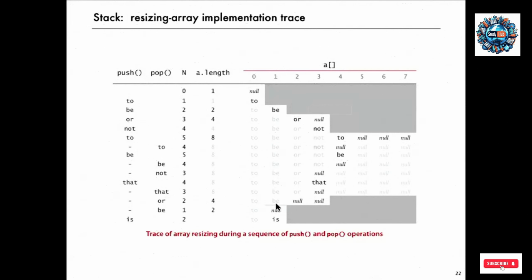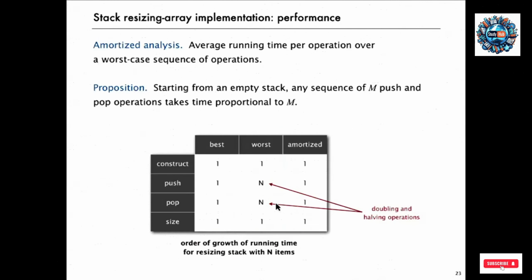API with an array where the client does not have to provide this maximum capacity of the stack, but still we're guaranteed that the amount of memory that we use is always only a constant multiple of the number of items actually on the stack.